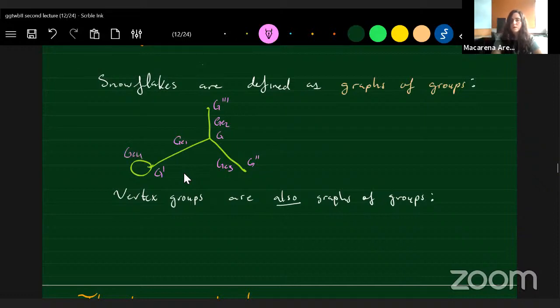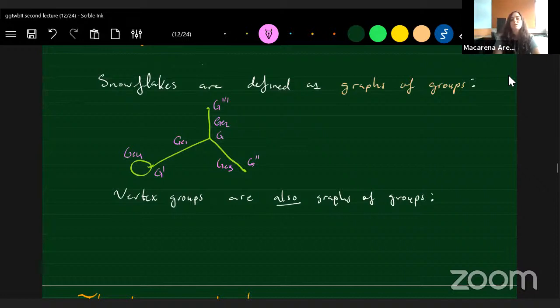And these are basically iterated HNN extensions and free amalgamated products. I won't get carefully into the details about the definition of a graph of groups. If you want to know about it, you can see the videos from last year's lectures. But the point is that this is a way of describing groups. And the groups that we're interested in are described in this way as graphs of groups.